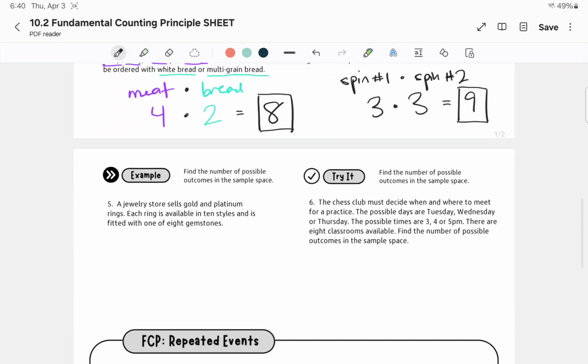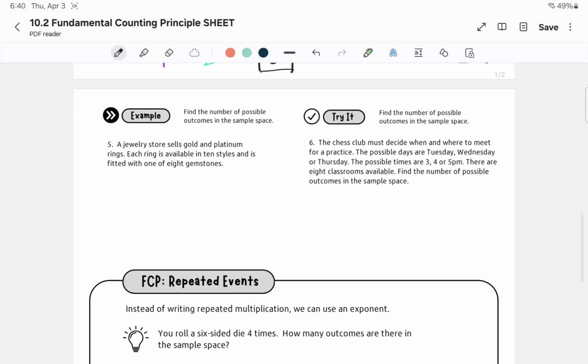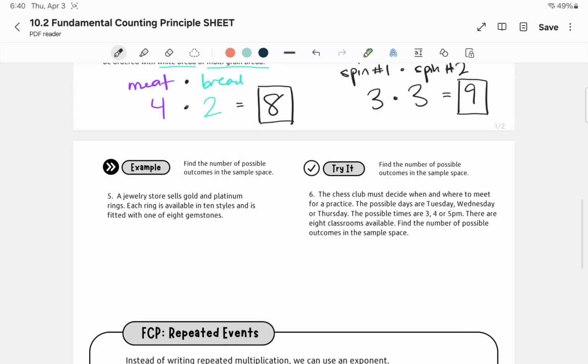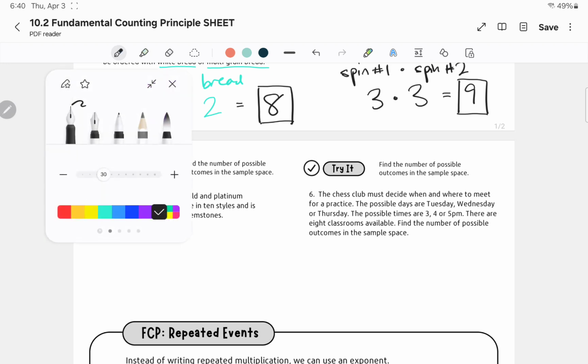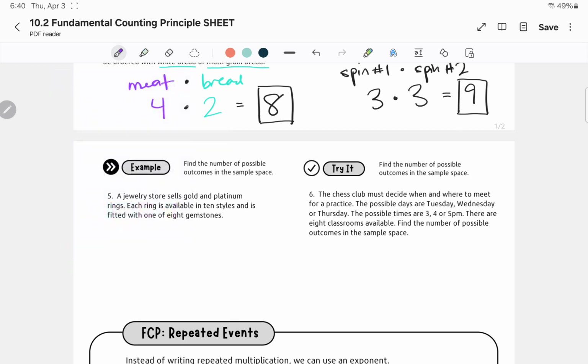So now we have 5 and 6, still adding in just one more layer. I think we can have up to maybe 3 events. So let's look at number 5. A jewelry store sells gold and platinum rings. Each ring is available in 10 styles and is fitted with one of 8 gemstones. So what are the different events here? So we have the gold or platinum, which we'll just say is the band of the ring.